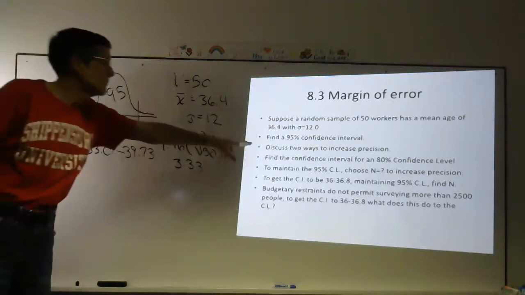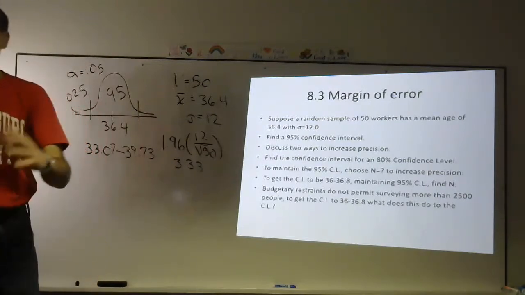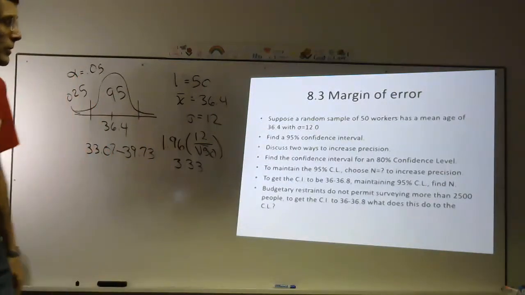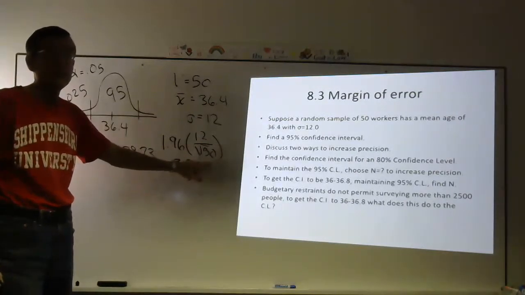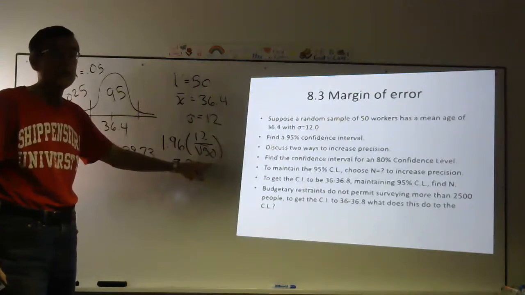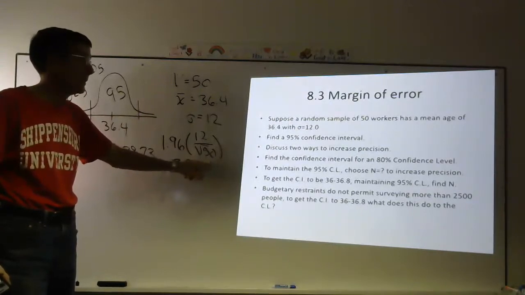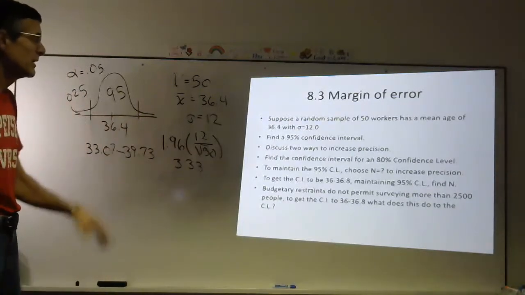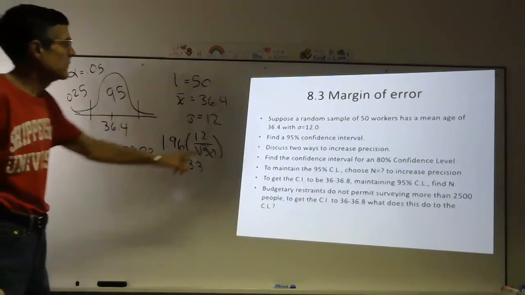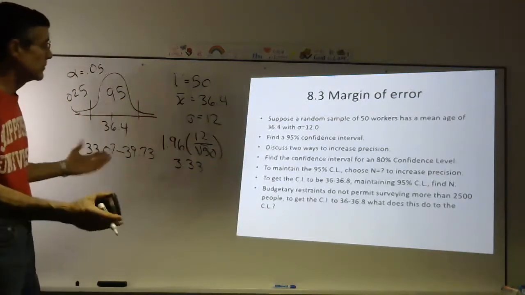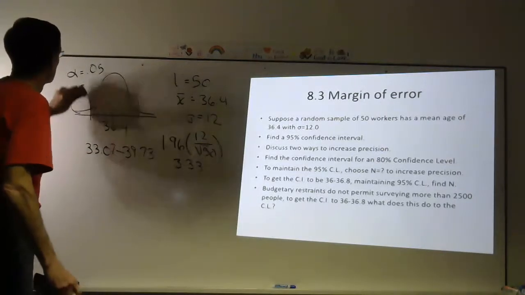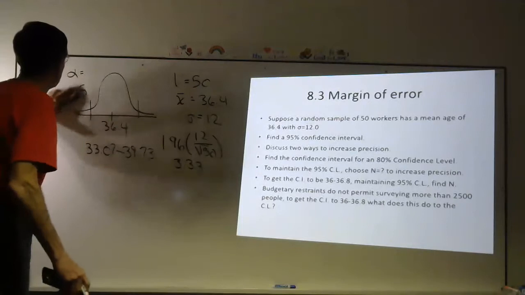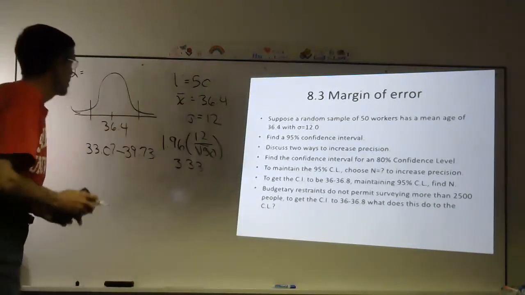Another way to increase precision is something we've talked about since the beginning of this course. And that is, if you increase the number of people in your survey, you will make a more accurate survey and you will increase precision. We'll talk about that here in a second. All right, let's find a confidence interval for an 80% confidence level. Instead of 95, we're going to do 80. All right, make a couple of changes.